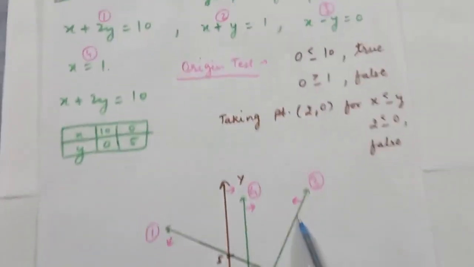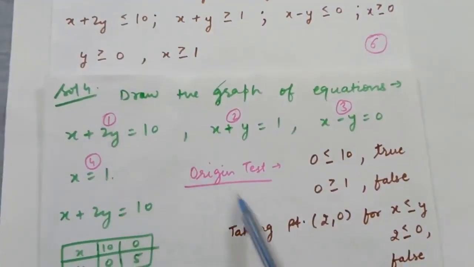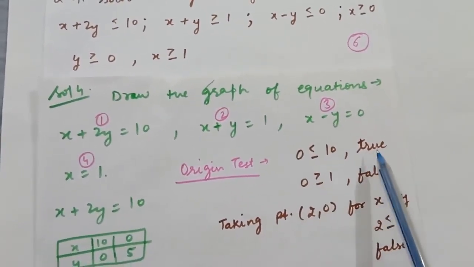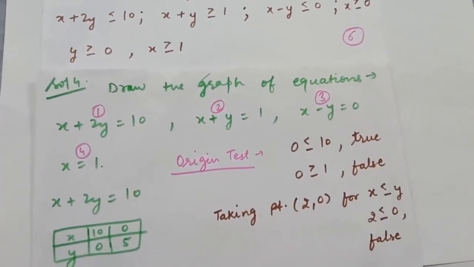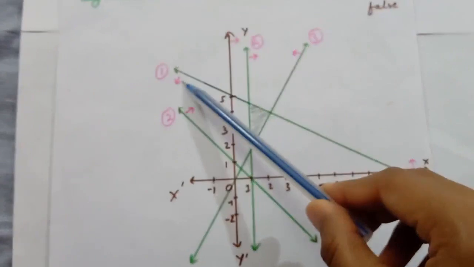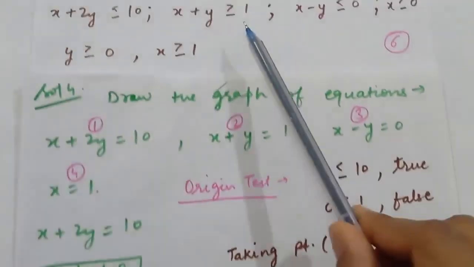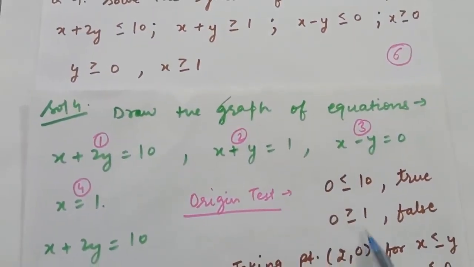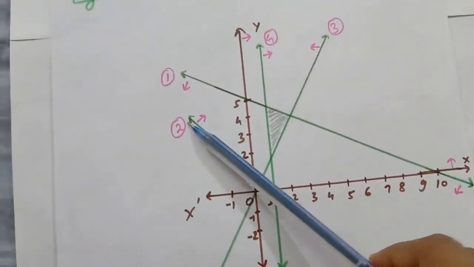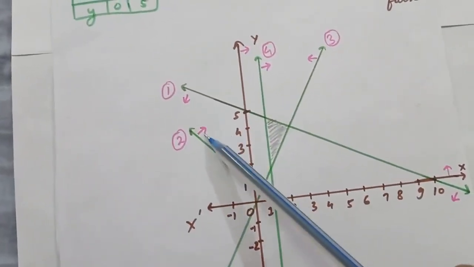Right, now we will check their solution by the origin test if it is possible. So for the first, the origin test is possible when we put 0 in place of x and y. So we got the answer as true. Therefore the solution will be towards the origin. So the solution of the first line is towards the origin, that is on this side. So draw the arrow here. Now for the second equation, 0 greater than or equal to 1, which is false. So the solution of the second line will be away from the origin, that is on this side. So draw the arrow on this side, right?